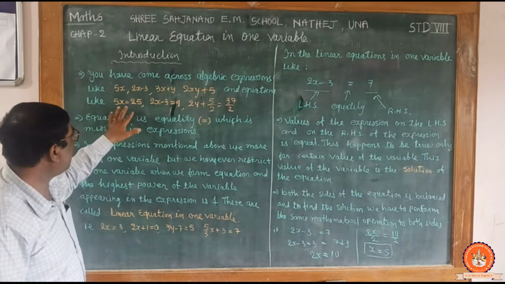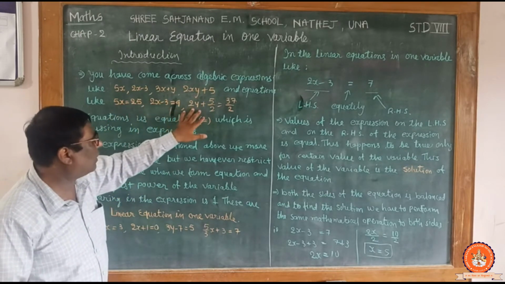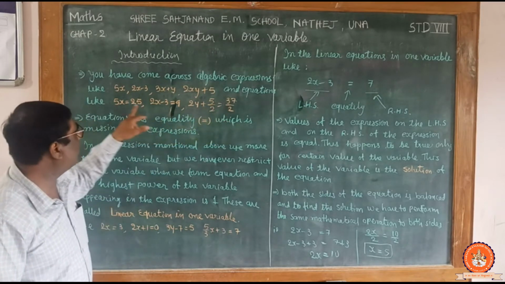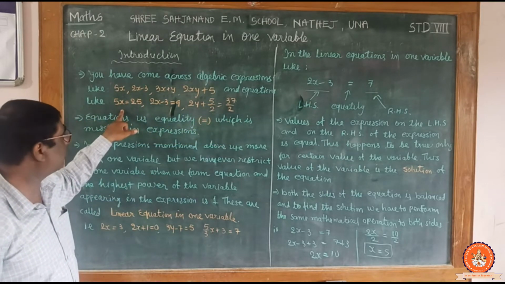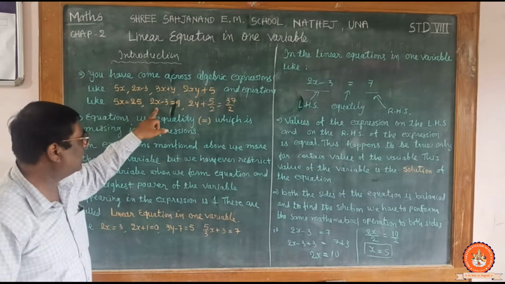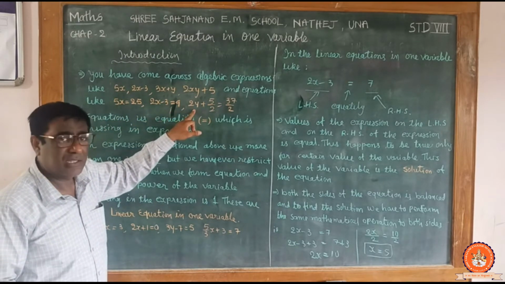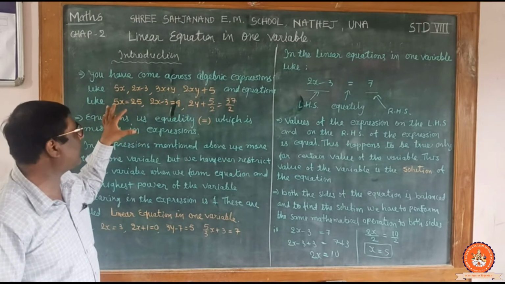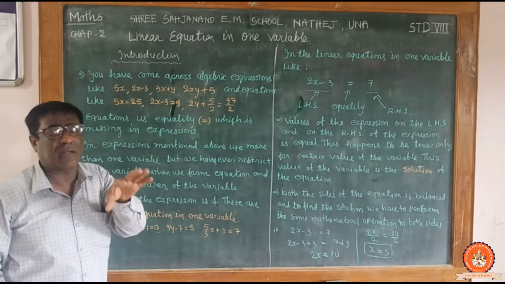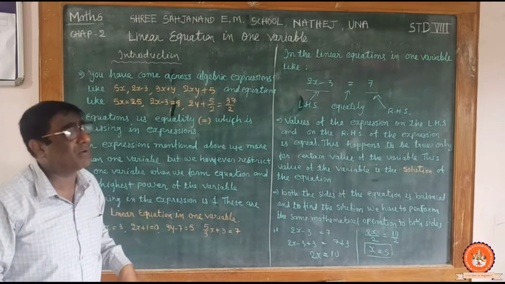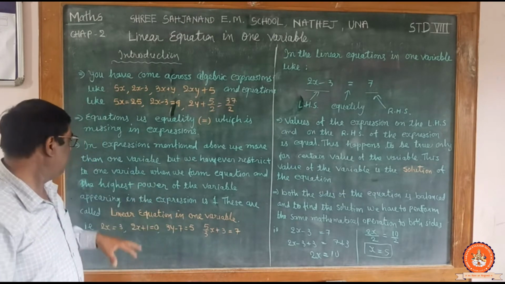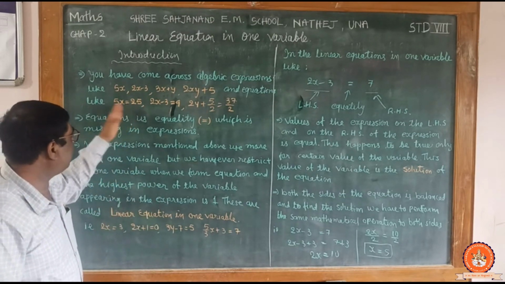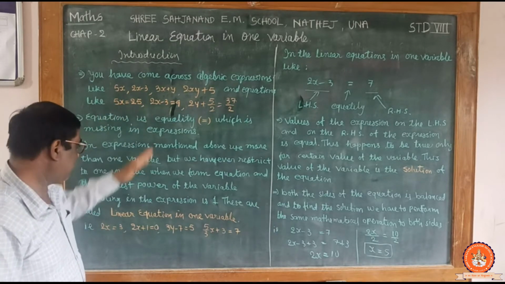These are the examples of equations in which only one variable is used, x. So in any one example of equation, only one variable will be used in our chapter. There is an expression to the left hand side and to the right hand side of equality.